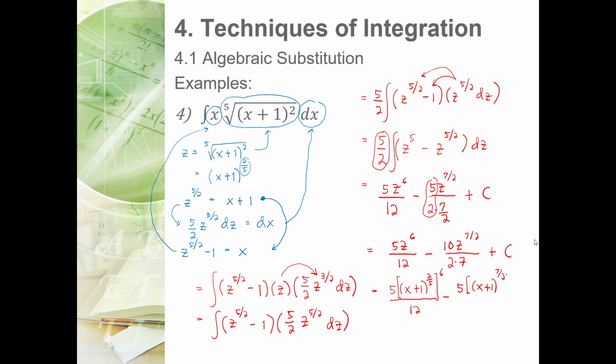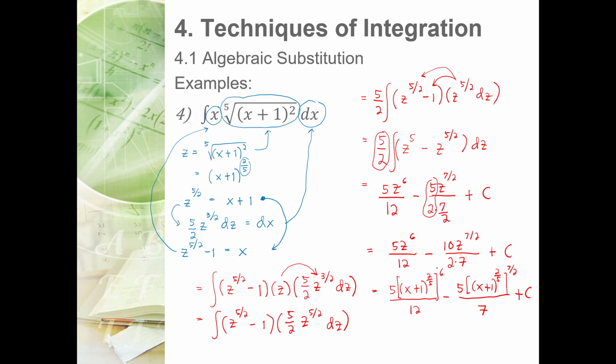2 fifths. I got confused about the go. Okay, so x plus 1 to the power of 2 fifths, then to the power of 7 halves, all over 7, plus c. So again, that's power to power.